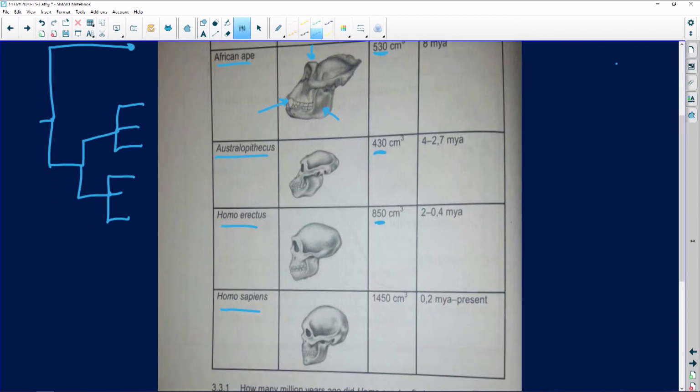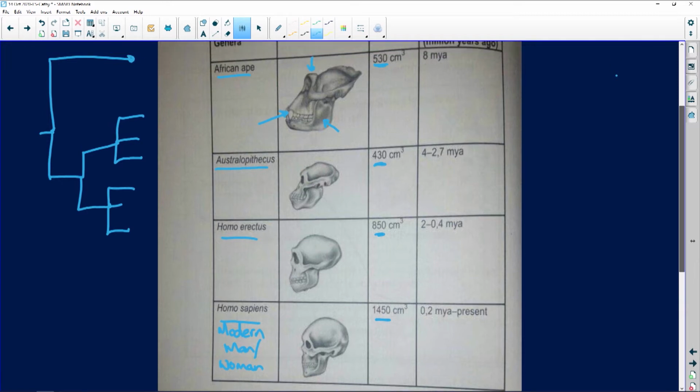And we then look at Homo sapiens, which is us, that is modern man, woman, and everyone else. And we have 1,450 cubic centimeters. So again, almost double that.